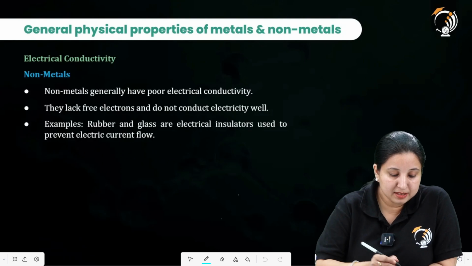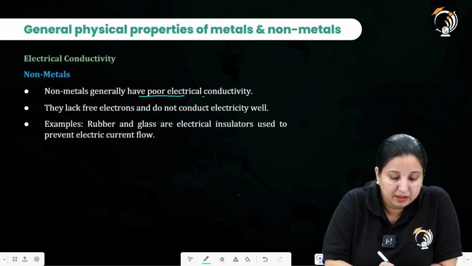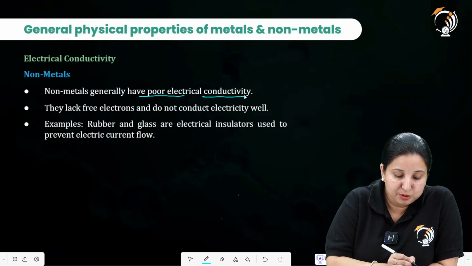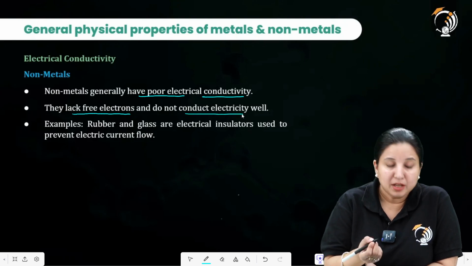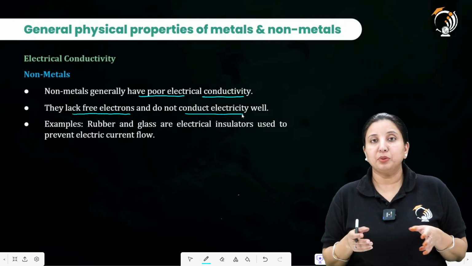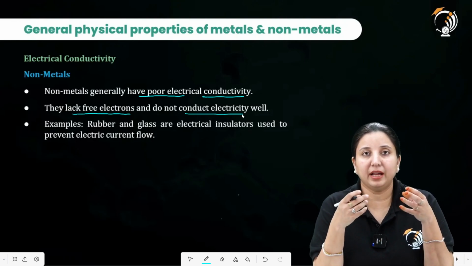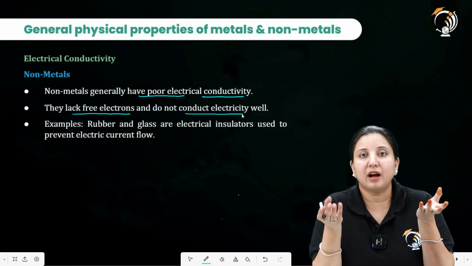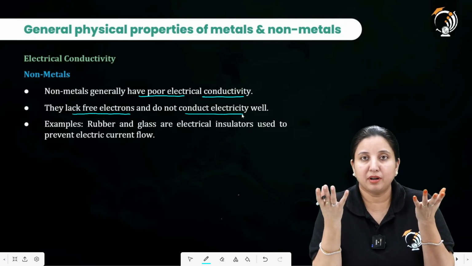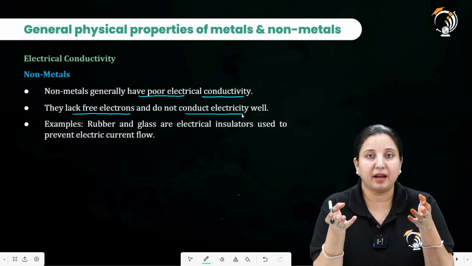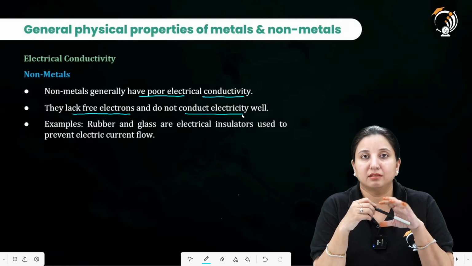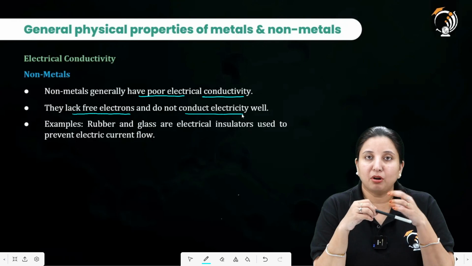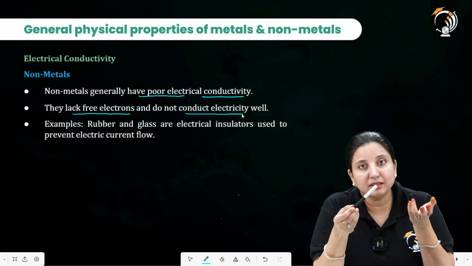Coming to the non-metals, non-metals have poor electrical conductivity. Why do they have poor electrical conductivity? Because they lack free electrons and do not conduct electricity well. For example, if you have ever noticed the wire used for our household work, the wiring of our house or any electrical appliance, the metal is always covered with something, rubber or plastic. Why? Because they are bad conductors of electricity.